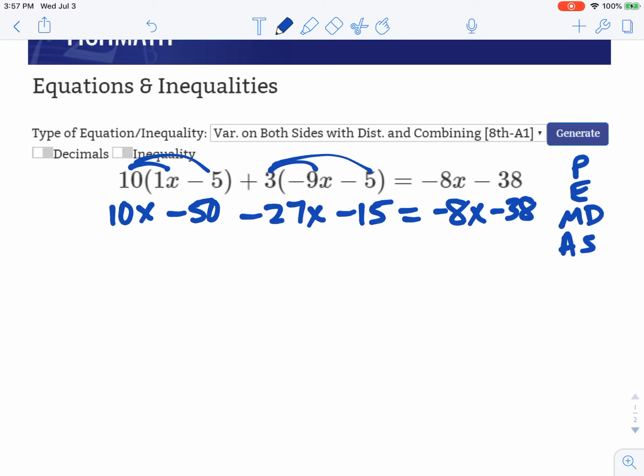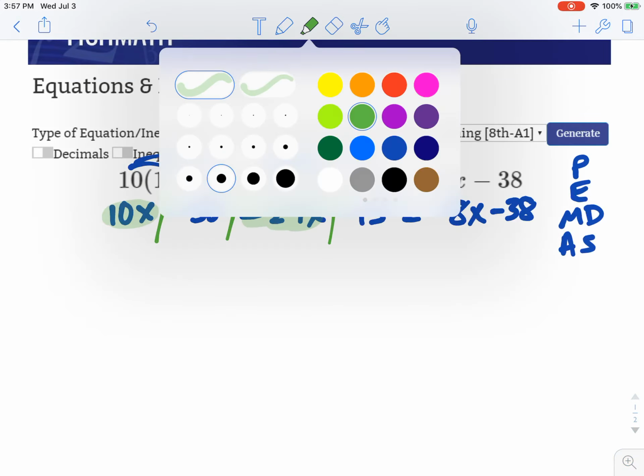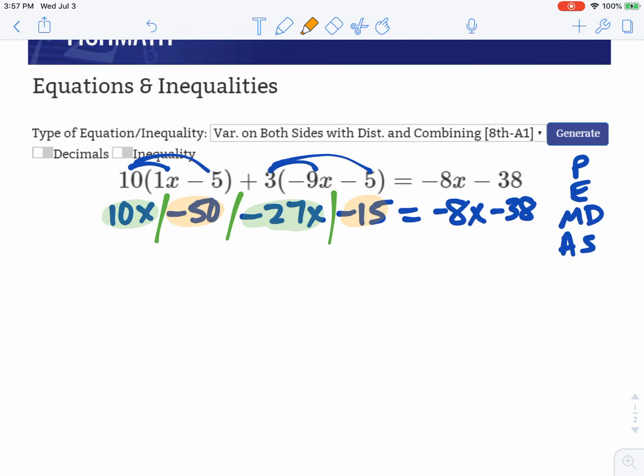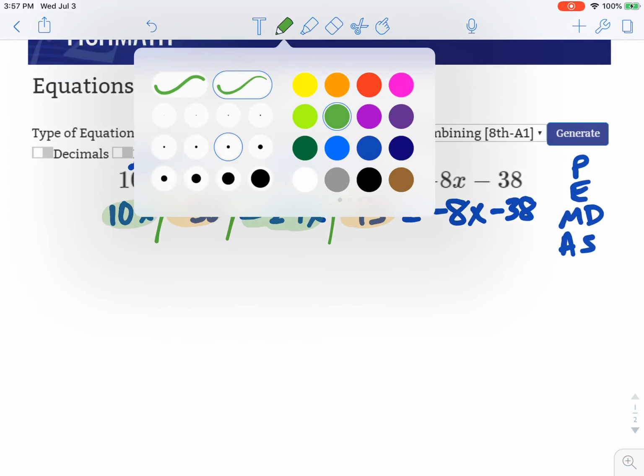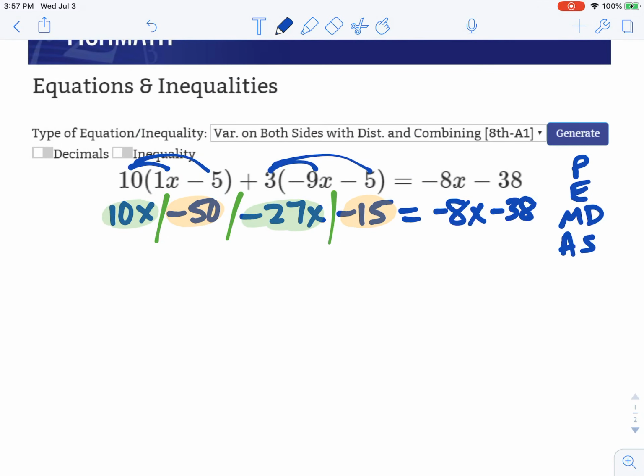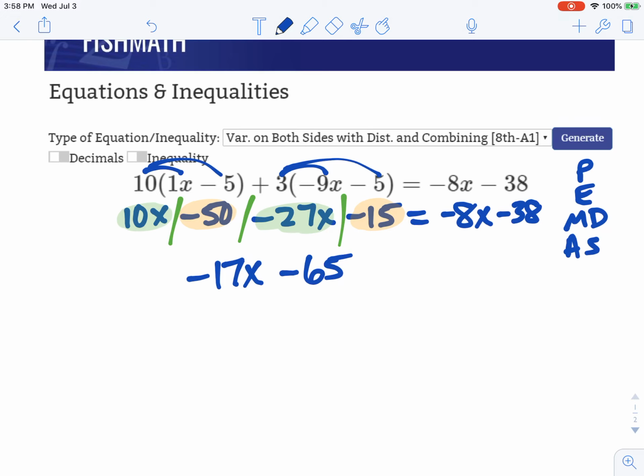Now I see lots of like terms. I've got some x's, I've got some constants, and I want to make it simpler, so by putting them together I can make things a lot simpler. I'm just going to separate these so I can see their symbols a little bit better, and that way I know how to combine these using the x's here, and I see some constants, negative 50 and negative 15. So let's combine those like terms. 10x and negative 27x is going to make negative 17x. And then negative 50 and negative 15 is going to make negative 65. Bring down the equal sign and bring down the whole right side. Again, we haven't really done anything with that yet, so it's really just staying the same.